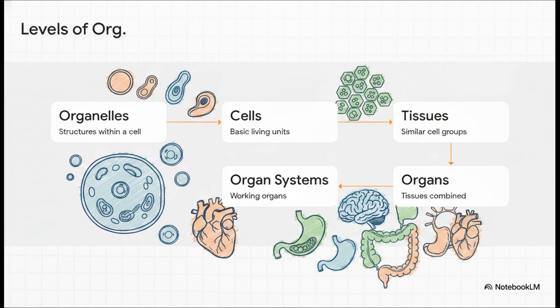We start at the absolute tiniest level with organelles, which make up cells. Then, cells group into tissues. Tissues combine into organs, and those organs coordinate to form organ systems. Let's break each of these down real quick.